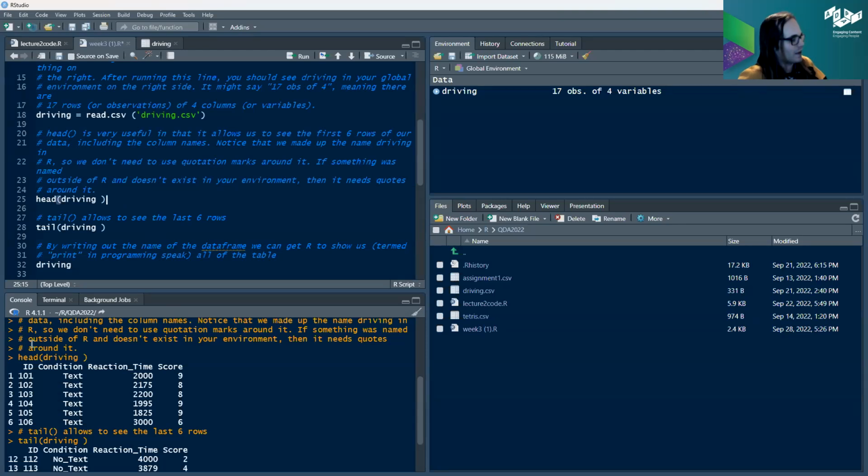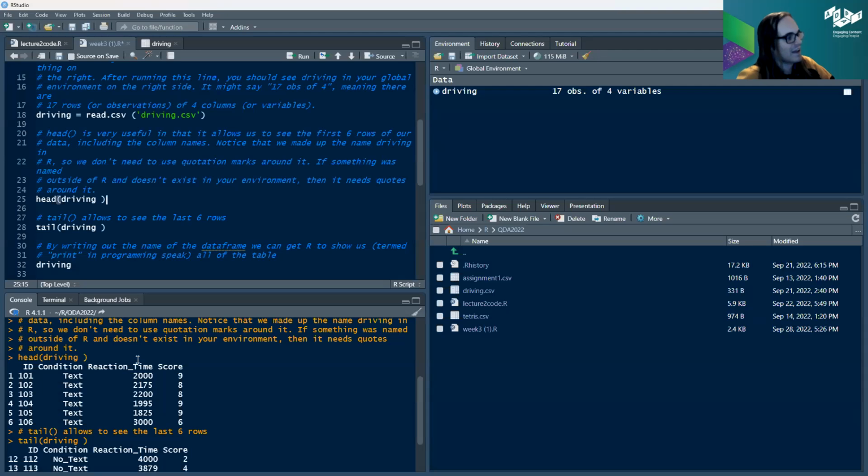But I normally look at my data frame in terms of the head and the tail. So I look at the first few rows and the last few rows, and I see what my column names are. My first column's ID number, my second column is condition, so either texting or no texting. My third column is reaction time, and my fourth column is driving score on a scale of 1 to 10. And again, this is just fake data.